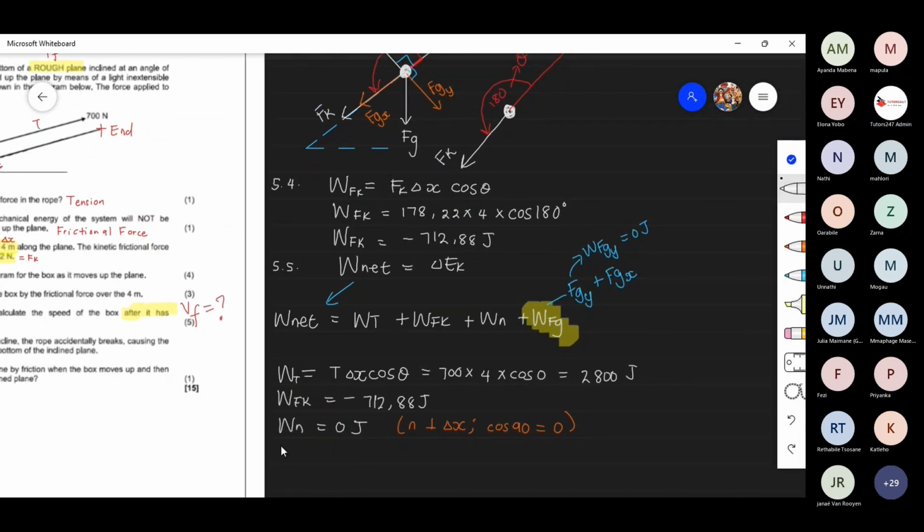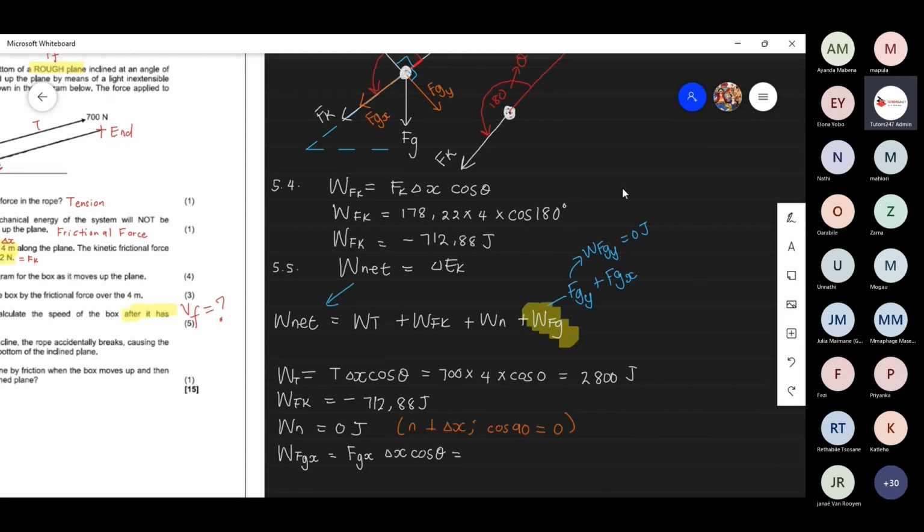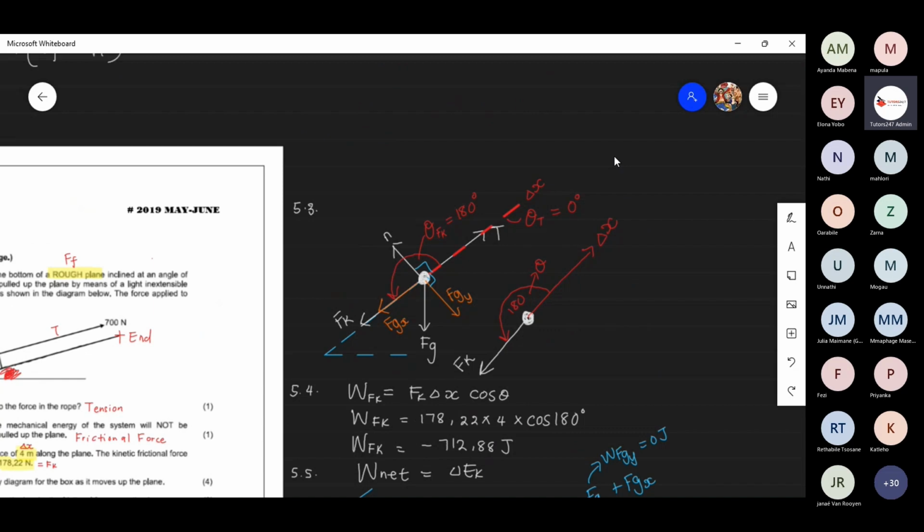So work done by Fgx is going to be equal to the force of Fgx times displacement times cos of theta. Now, let us have a look at what our formula to calculate the force of Fgx is going to be.